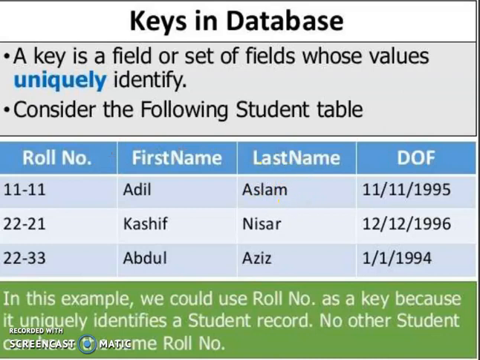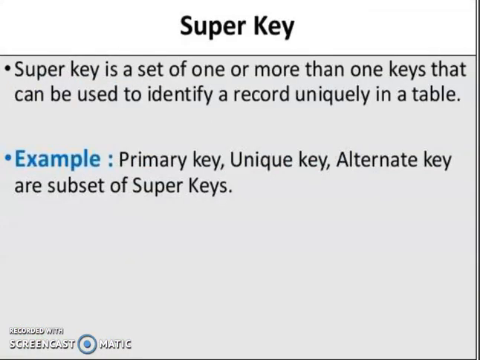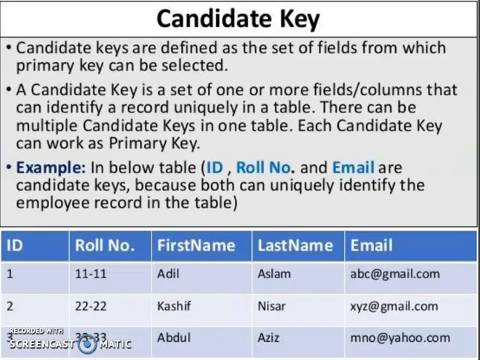There are different types of keys used in relational database management systems, such as super key, candidate key, primary key, foreign key, and composite key. We'll discuss some of these concepts here. A super key is a set of one or more keys that can be used to identify a record uniquely in a table. A primary key is a unique key. It's a candidate key. Candidate keys are defined as a set of fields from which a primary key can be selected.